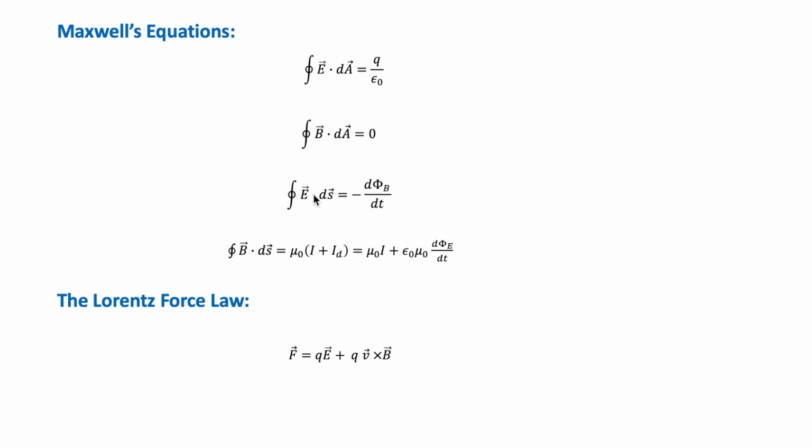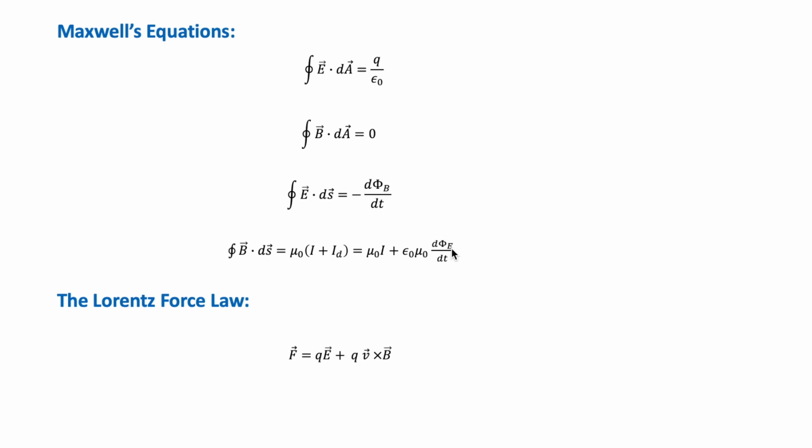So the third equation is Faraday's law, which shows that an electric field is created by a changing magnetic flux, right? The fourth equation is Ampere-Maxwell's law, which shows that a magnetic field is created by a changing electric field and by an electric current, okay?